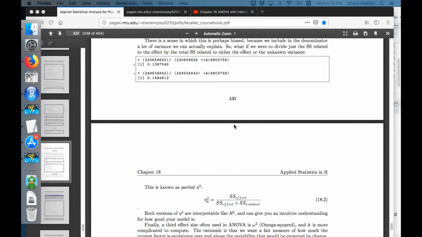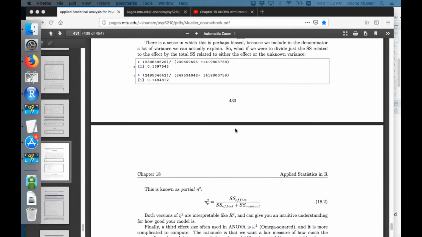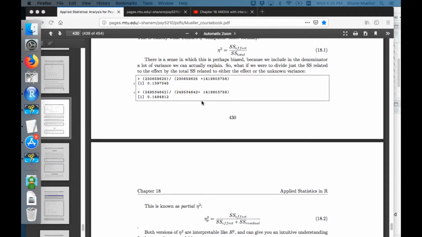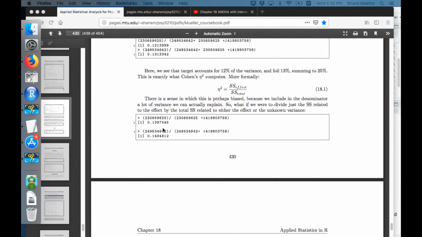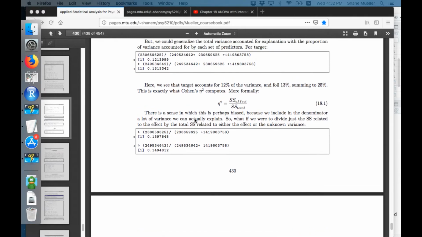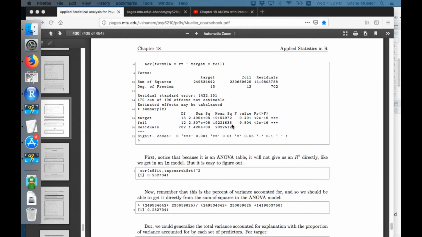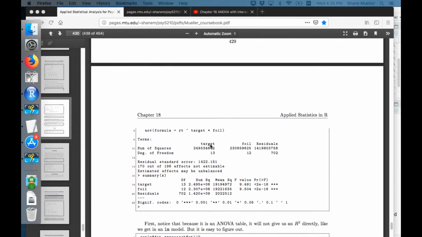But sometimes people think, well, that's really not fair, because what we'd actually like is to compute a different number. If we look back up here, let's compute the effect size for target versus the effect size for target plus the residuals and ignore foil. So if we can factor out foil, that would give us a better measure of the effect size of target. It's going to inflate our effect size a little bit with respect to eta squared, but it tells us how much of the stuff that I'm not accounting for by something else like foil am I accounting for.